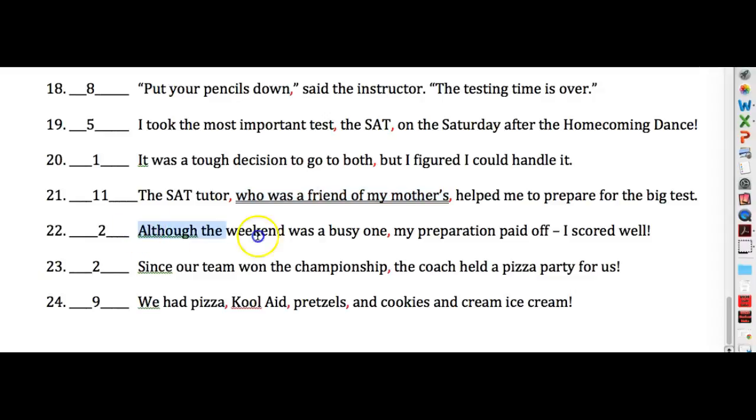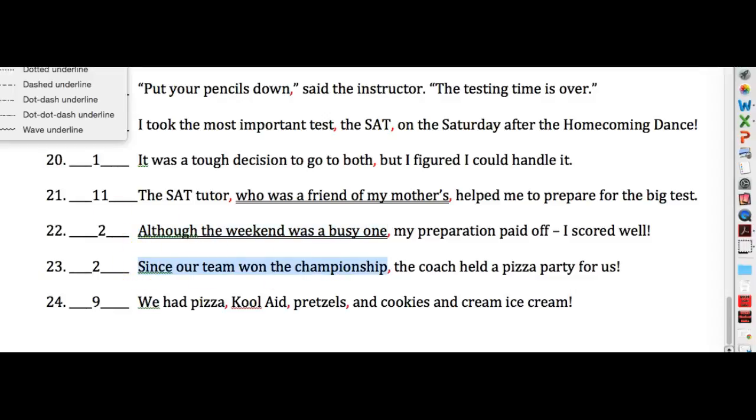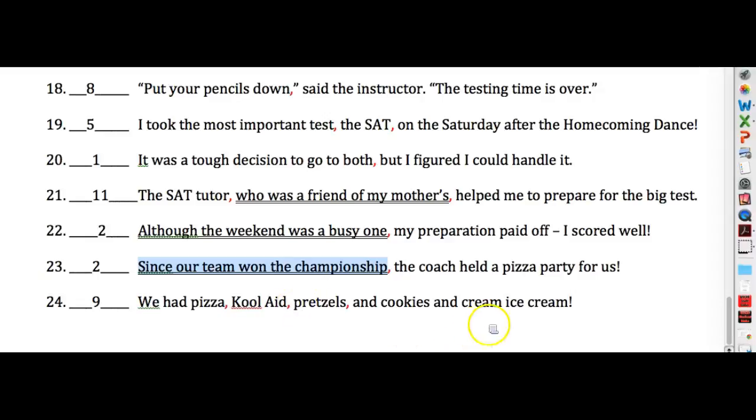22 and 23 are both introductory dependent clauses. You can see that although is our subordinating conjunction here, and since is our subordinating conjunction here. And finally, we have a series. So pizza, comma, Kool-Aid, comma, pretzels, comma, and cookies and cream ice cream. If you've never heard of cream ice cream, well, I haven't either, and that's why cookies and cream ice cream goes together. I might have fooled you a little bit on that one.